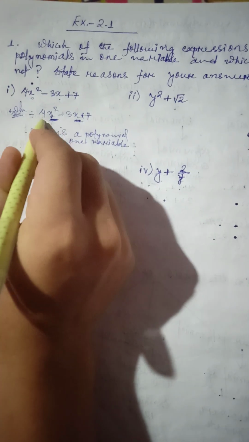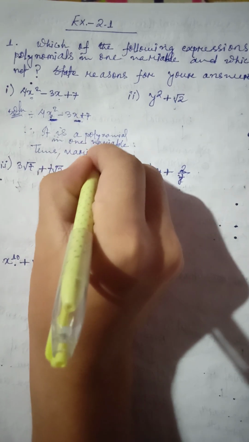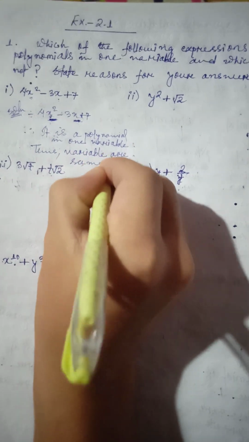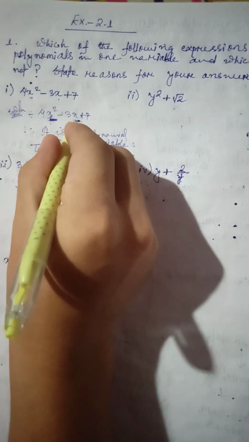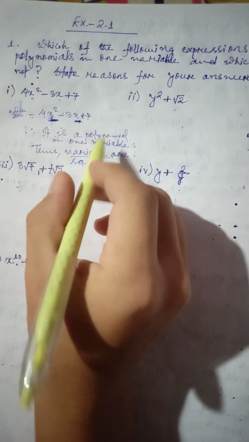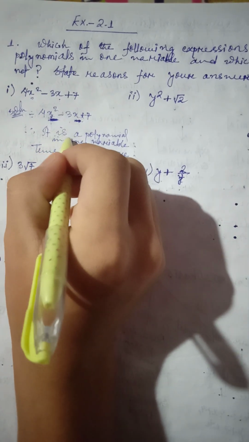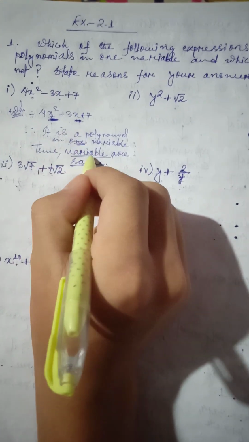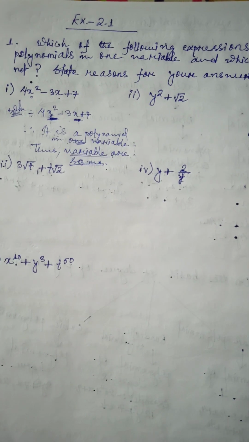Thus, you write: variables are the same, and only one variable is there. The variable given to us is the same in this polynomial, and only one variable is there. Because of that, we write that it is a polynomial in one variable. This is the reason why it is a polynomial in one variable. If it is clear, then let us proceed to Roman number 2.